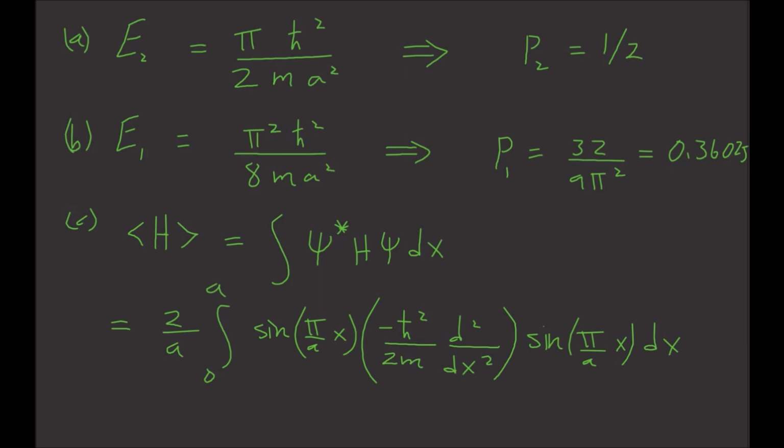But if you look at this, this is exactly the same as before the wall moved, and we know the answer for this integral from video number 8. You can do it by hand, but we want to save time here. The expectation value of H is pi squared h bar squared divided by 2m a squared. There you have it.